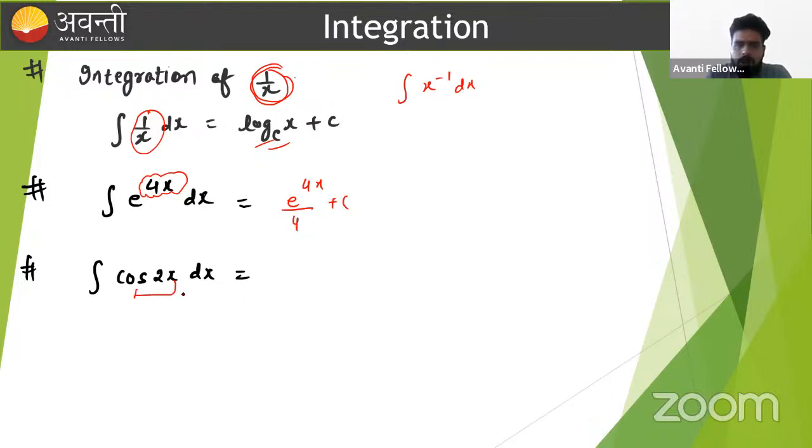Here cos 2x will become sin 2x. And here we know that 2 is a constant. If this is differentiation, then we have to multiply. But if it is integration, then we have to divide. I hope this is clear, beta. This just gives a basic idea of how we can tackle an integration problem.